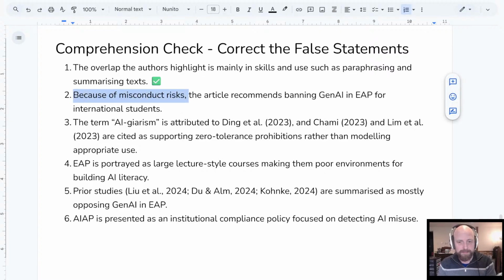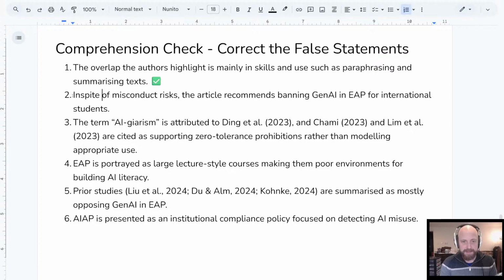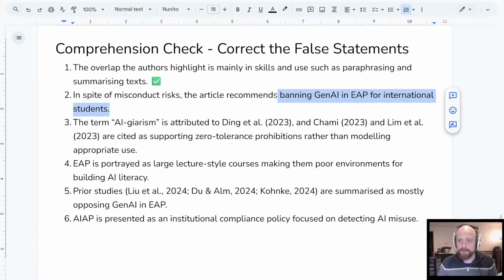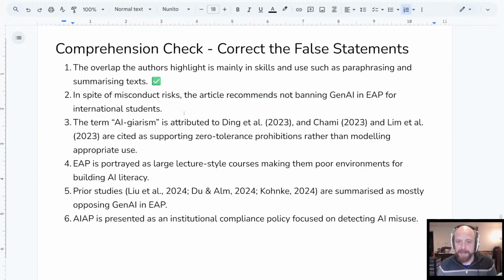No. In spite of academic misconduct risks, the article recommends not banning Gen AI in EAP for international students. Rather, it recommends instruction and guidance.